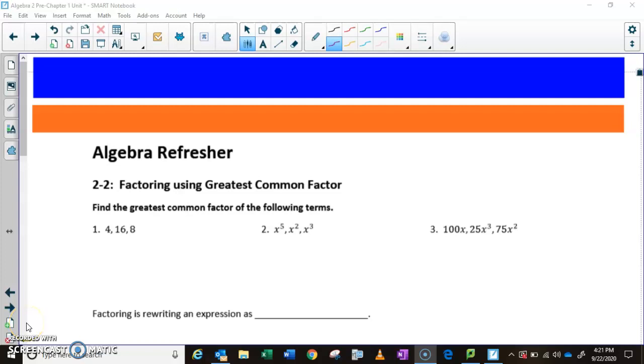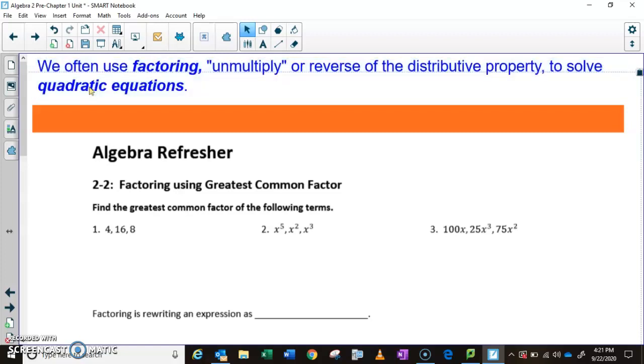Today's lesson, we're going to be talking about factoring. So what exactly does factoring mean? Well, when we factor, we're going to factor a quadratic equation. So factoring means we're going to unmultiply or do the reverse of the distributive property that we talked about in the last section to solve a quadratic equation.